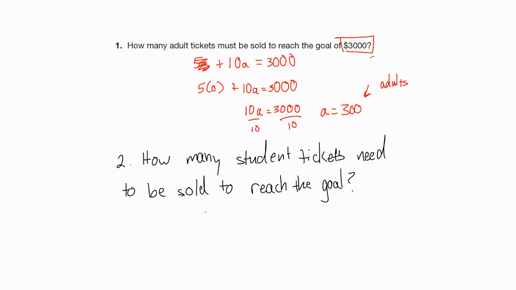Do the same thing for student tickets. If only students attend, no adults go to this game, how many student tickets need to be sold? You should have done 5 times S and 10 times 0, so we can ignore that, equals $3,000. And divide it by 5. And you should have gotten that the number of students who need to attend would be 600. 600 students would reach the ticket goal.